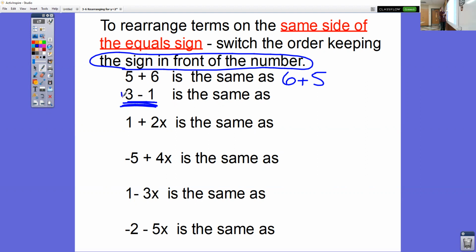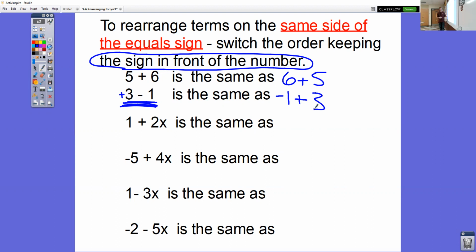So this is really a positive 3 minus 1. We can switch around the order, but it's going to become negative 1 plus 3. So the minus sign stays in front of the 1. The plus sign stays in front of the 3. And if you think about it, it really makes sense. 3 minus 1 is 2. Negative 1 plus 3 is 2.